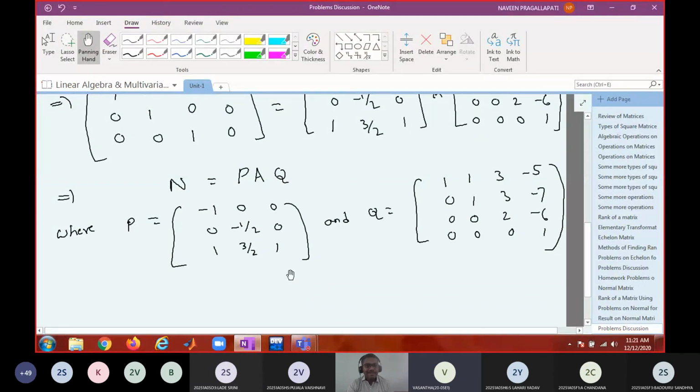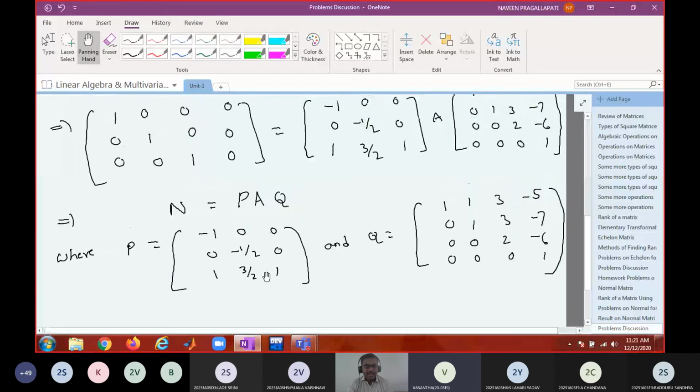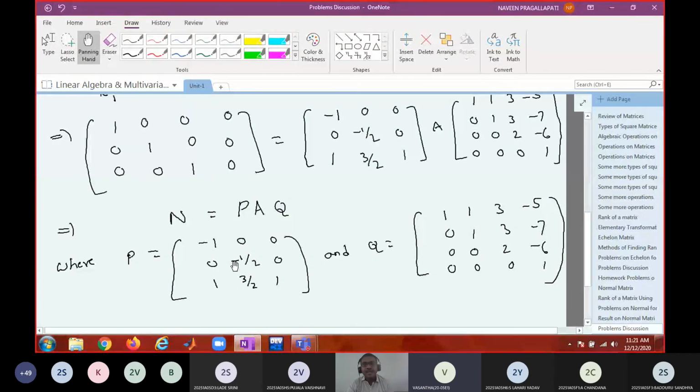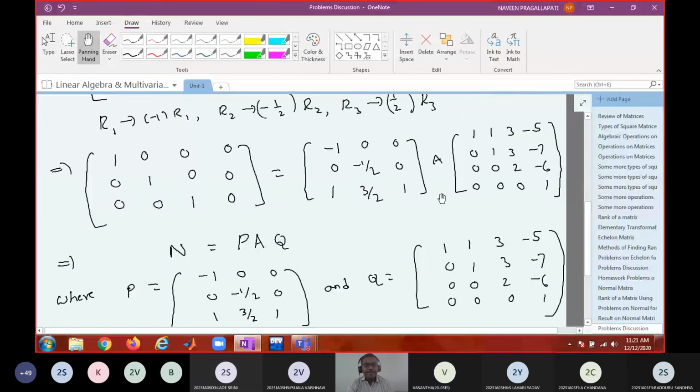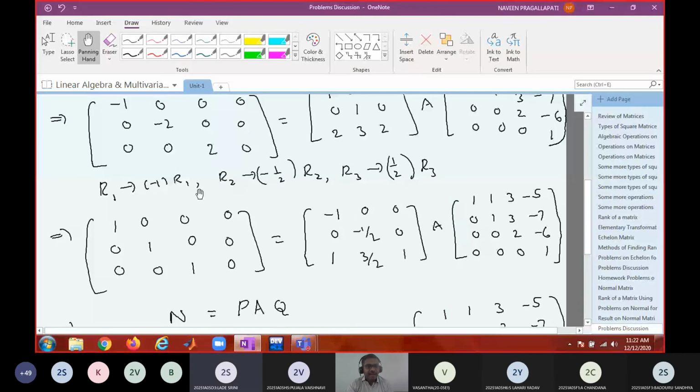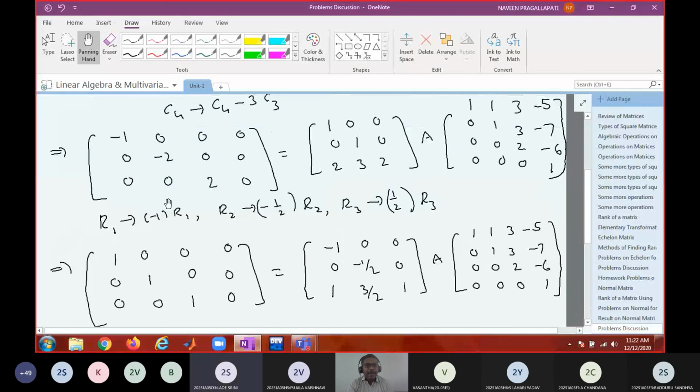Sir, every time we do the operations for P and Q, we will get a triangular matrix only, sir. Yeah. In this method, if you do like this, every time you will get triangular matrices. But the point is, these P and Q are not unique. Instead of applying row operations here, I could apply column operations. In that case, P will be one matrix, Q will be another one. PAQ equal to N.